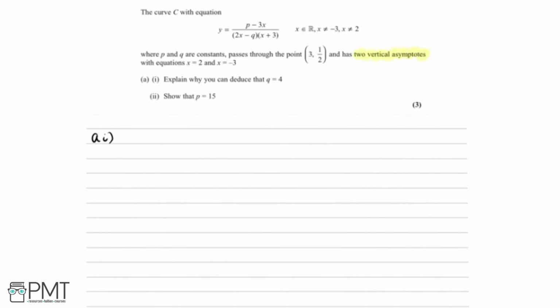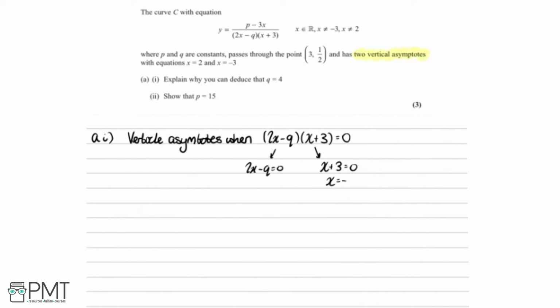Now you get vertical asymptotes when the denominator equals 0, because if you try dividing by 0 you can't, so it creates asymptotes. This means there are vertical asymptotes when the denominator equals 0, so in this case the denominator is 2x minus q multiplied by x plus 3, and that equals 0. So this means that 2x minus q equals 0, or x plus 3 equals 0. So that means here that x equals minus 3, or 2x equals q.